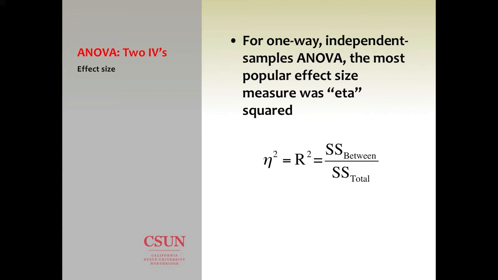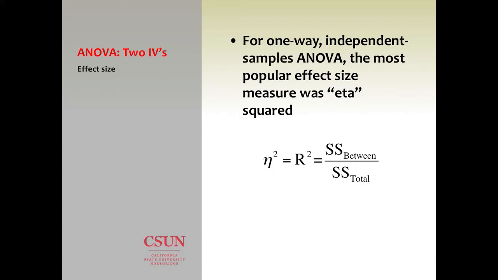Okay, so when you do a two-way ANOVA, you're going to have a main effect result for the first IV, main effect result for the second IV, and an interaction. 3 results, and thus 3 effect sizes. And so you're going to calculate each one in turn.